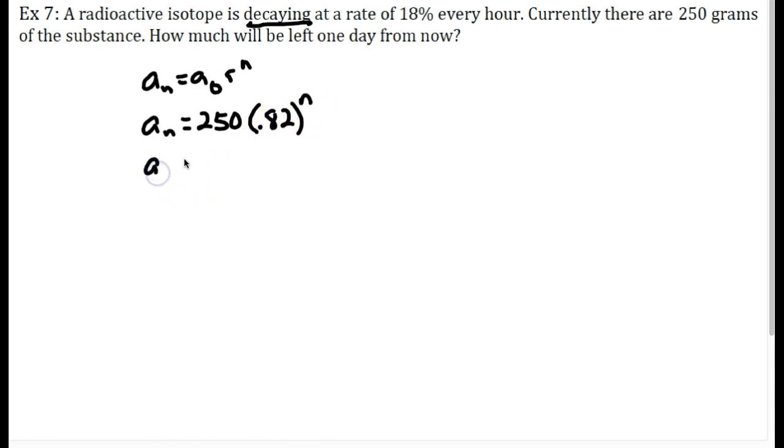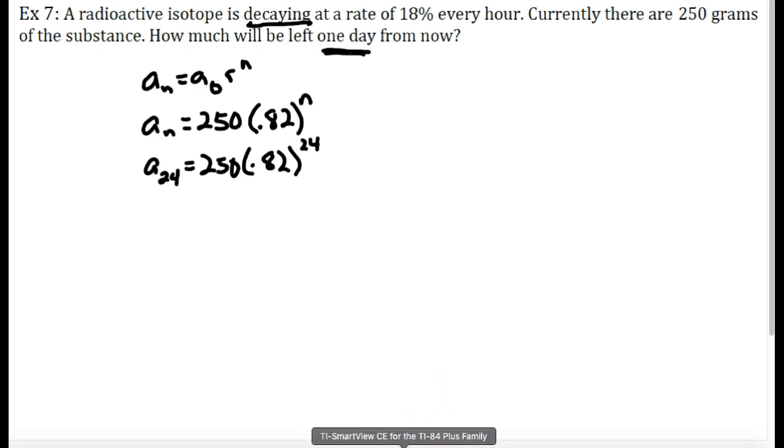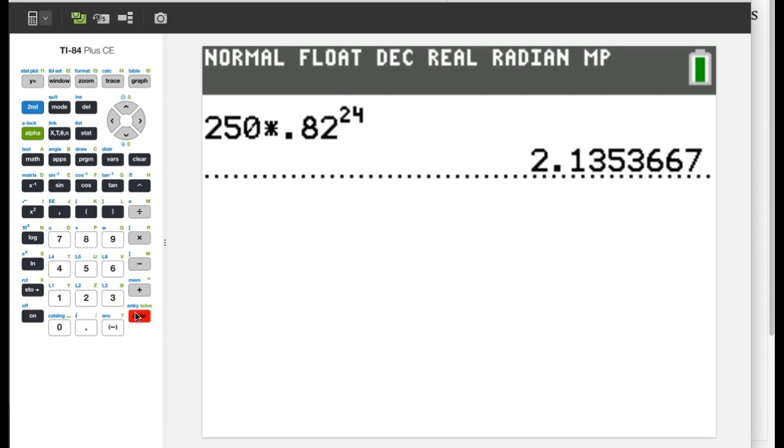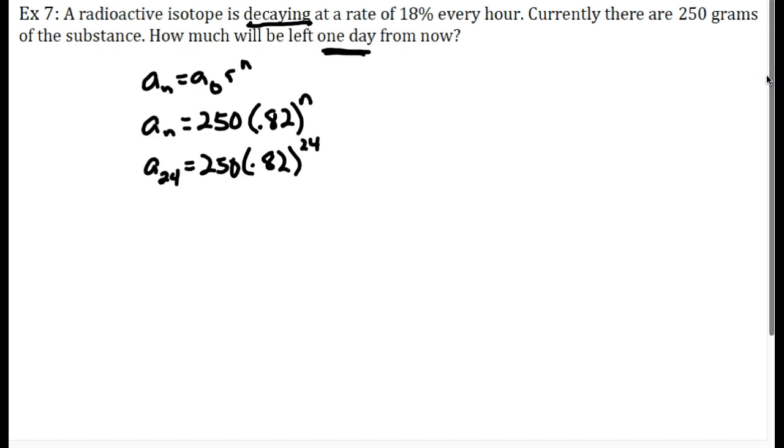So then if I want how much is going to be left 1 day from now. Our rate was in hours though, so 1 day later is 24 hours later. So 250 times 0.82 raised to the 24th power, and that will be 250 times 0.82 to the 24th power. Not very much left. 2.135 grams.